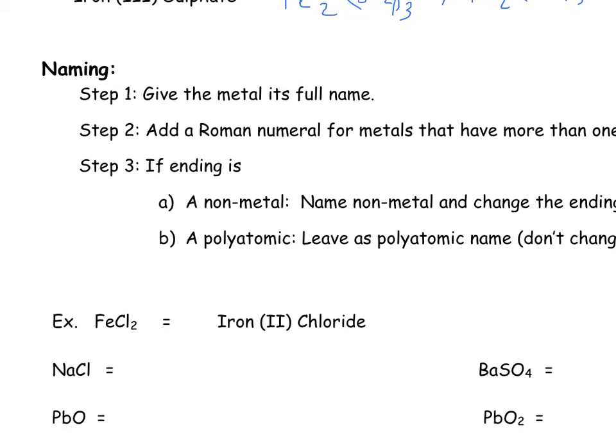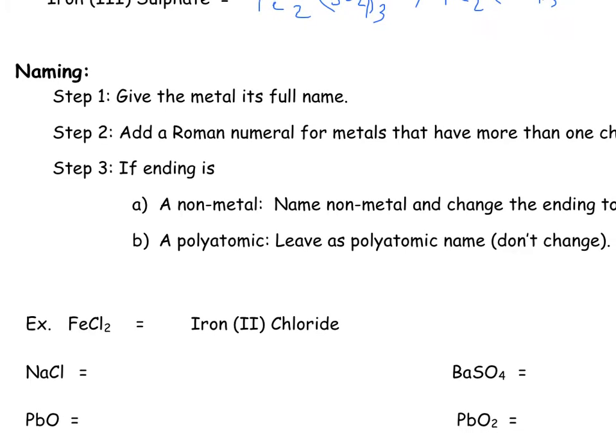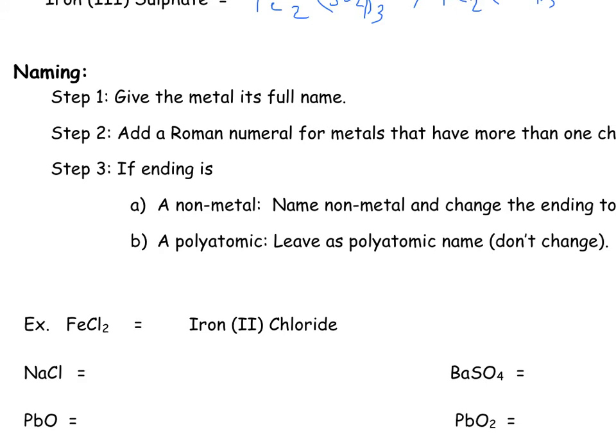Naming ionic compounds. Step 1: Give the metal its full name. Step 2: Add a Roman numeral for metals that have more than one charge. Sometimes you need to figure out what charge is on the metal by looking at what it's with.